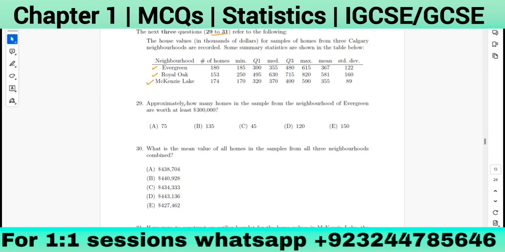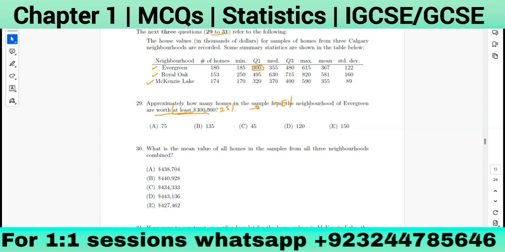So approximately how many homes in the sample from the neighborhood of Evergreen are worth at least $30,000? At least $30,000 means it's talking about Q1. At least means it can be more than 30,000. Q1 represents 25% of the data, so we are not talking about 25%. We're talking about the rest, 75%, because it's talking about at least.